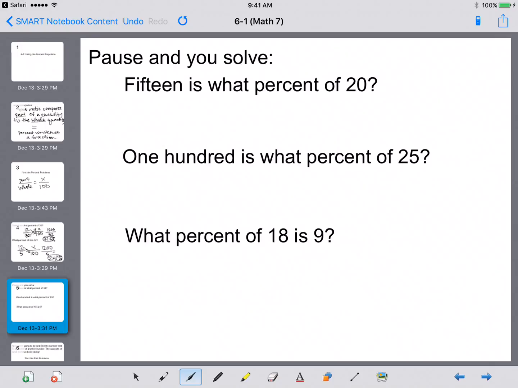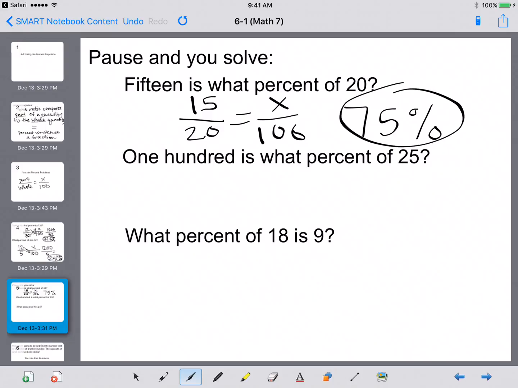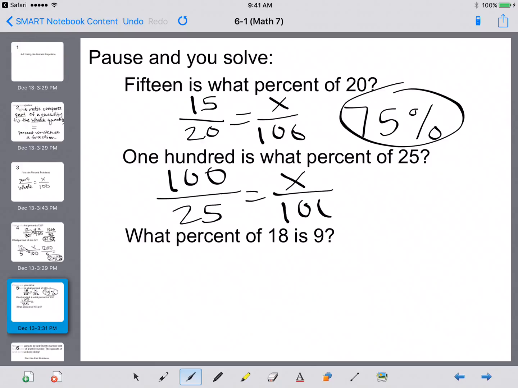Now here on these next ones, I want you to pause and then solve them. I'm just going to write in the work here and put the answers for you to check. So 15 is what percent of 20? X over 100. And your answer there is 75%. $100 is what percent of 25? So it's a percent out of 100. And your answer is 400%.